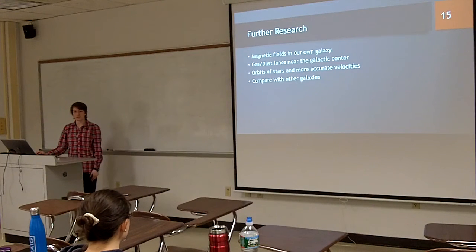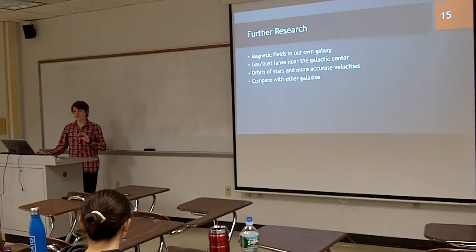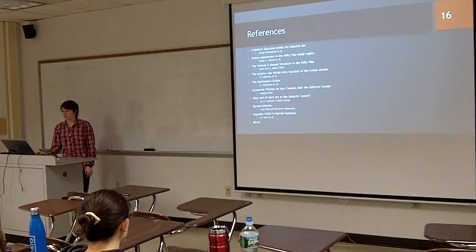And I'd like to compare it with other galaxies, because about half the spiral galaxies have that same X-shaped structure, but I want to know if it's also tilted, if that's very common, or if our galaxy is an enigma. And then some references.